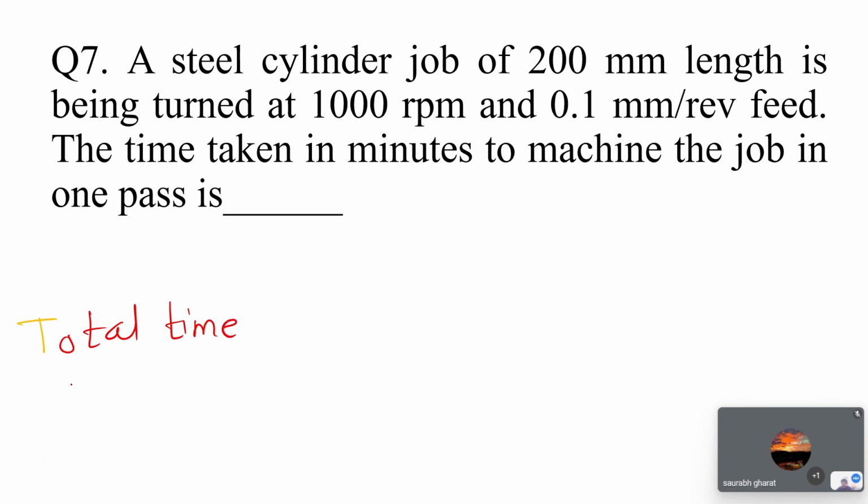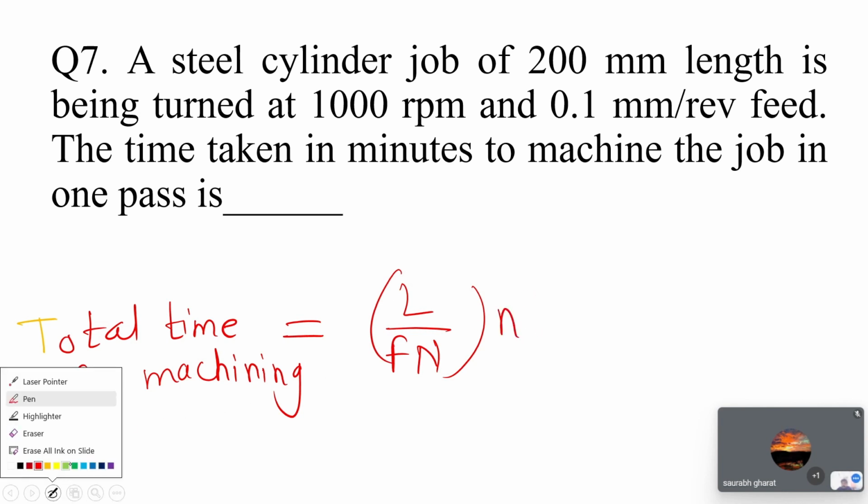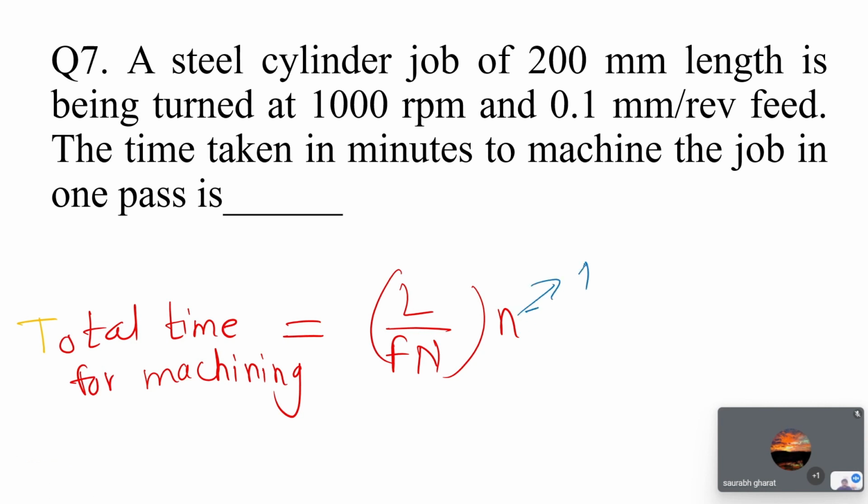In one pass means a single pass only. What is the formula for the total time? Total time for machining is equal to L by F into N into n, where n is the number of passes. The number of passes given is 1, so your formula will become just L by F into N. What is your L? It is 200.